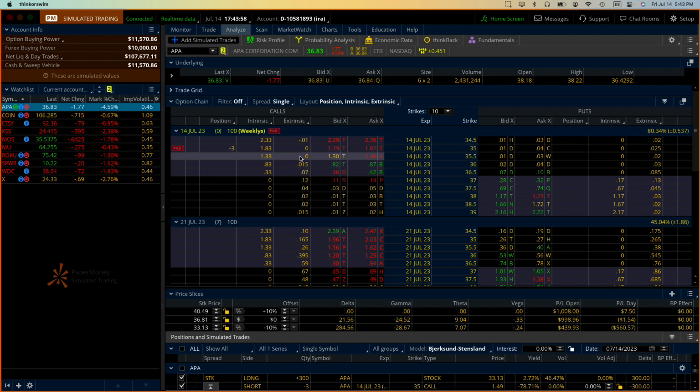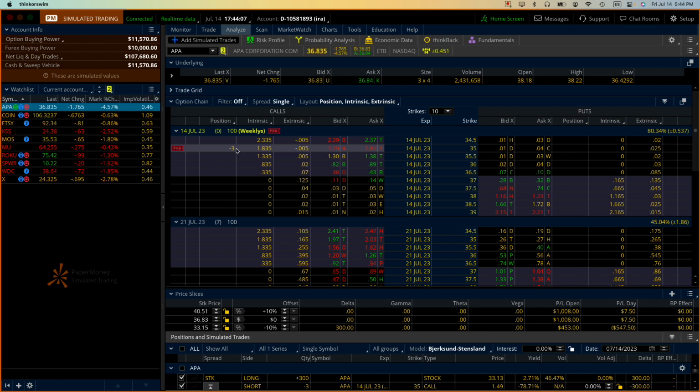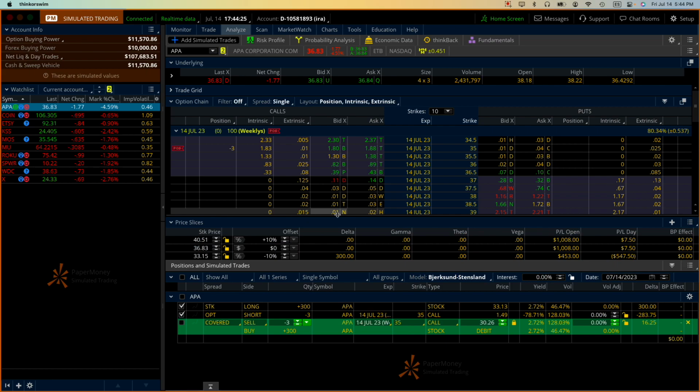How do I roll it over? Well, I need to buy this back. If I don't buy it back, because it's an option with intrinsic value, that means that if I let it go, it will be assigned and my stock will be taken away. Not that that means anything. It just means that in order to keep it going without having to buy the stock again, we can simply roll over.